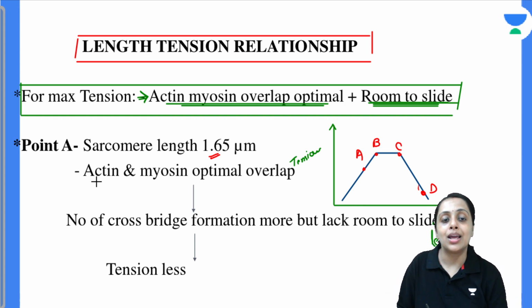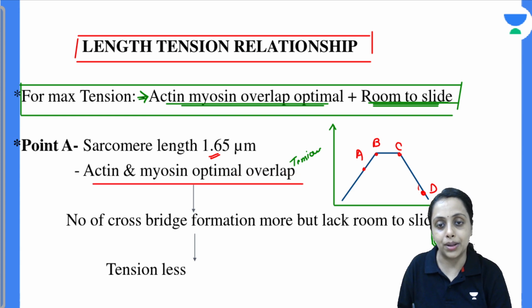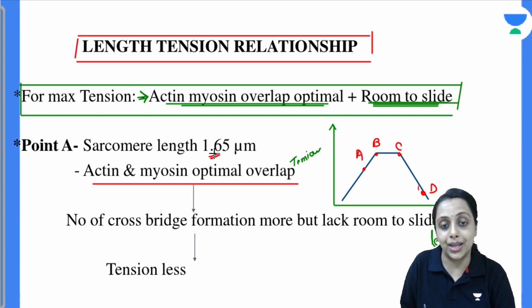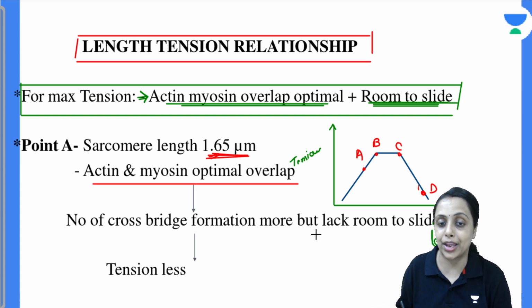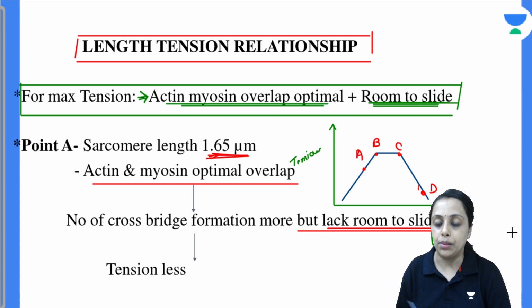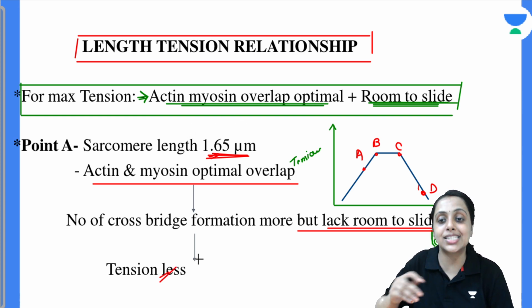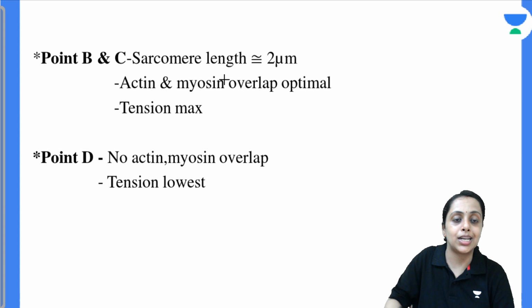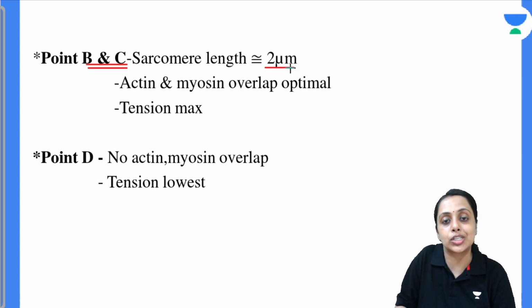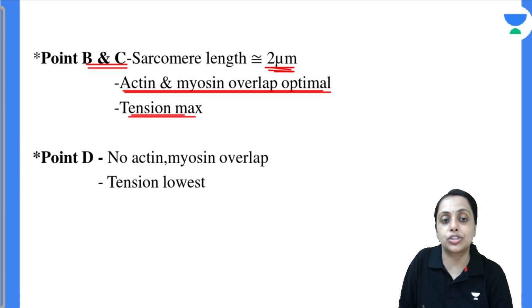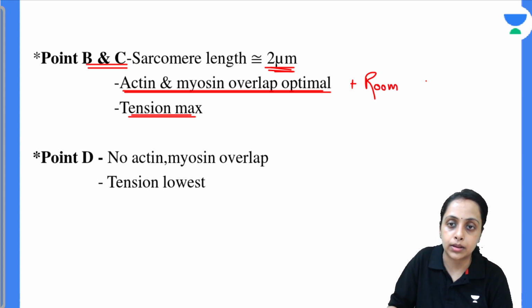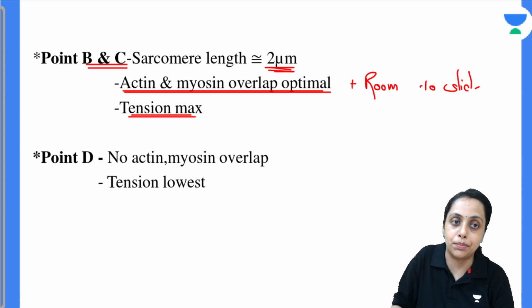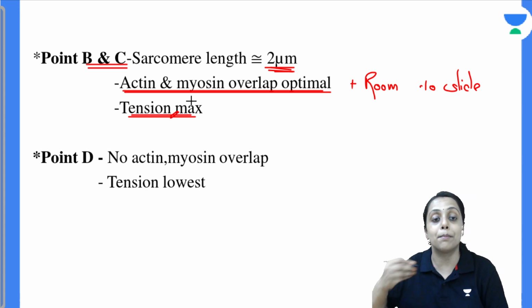In this situation, what happened? Actin myosin overlap is optimal, but in this situation, when the sarcomere length is only and only 1.65 micrometer, they lack the room to slide. So, due to that, tension out here is lesser. Now, coming to the next points, that is point B and C. At this position, the sarcomere length is 2 micrometer. In this position, actin-myosin interaction is optimal. Plus, there is proper room to slide. So, that's why at point B and C, the tension developed out here is maximum.